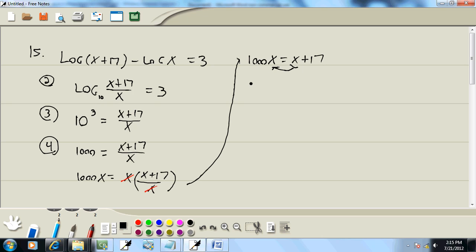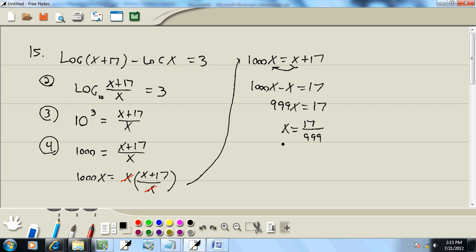So I'll take the x over here. So we have 1000x minus x equals 17. Combine like terms at any step. 1000 minus 1 gives us 999x equals 17. And then last step, divide both sides by the number in front of your x. So we get x is equal to 17 over 999.